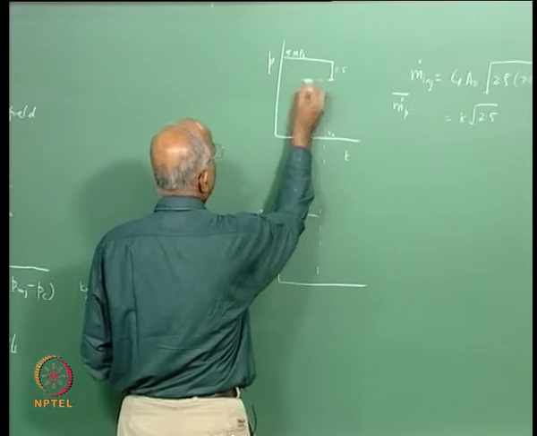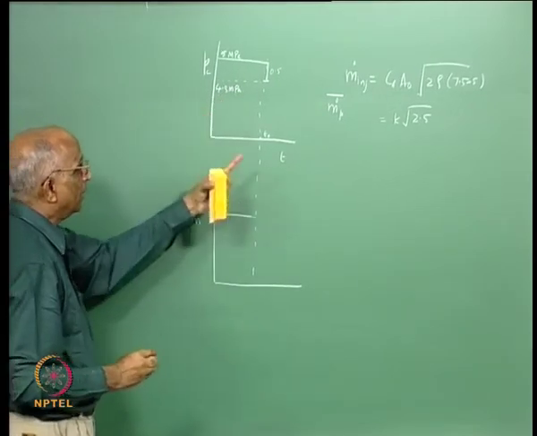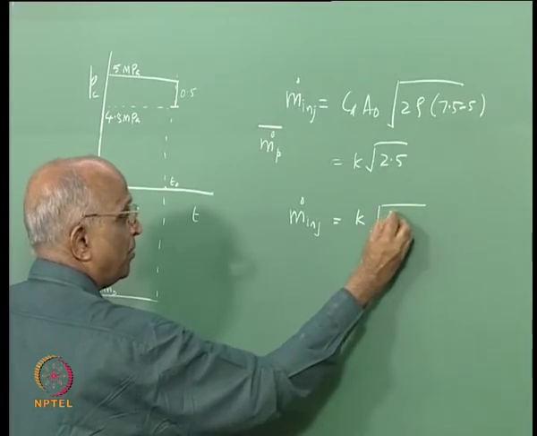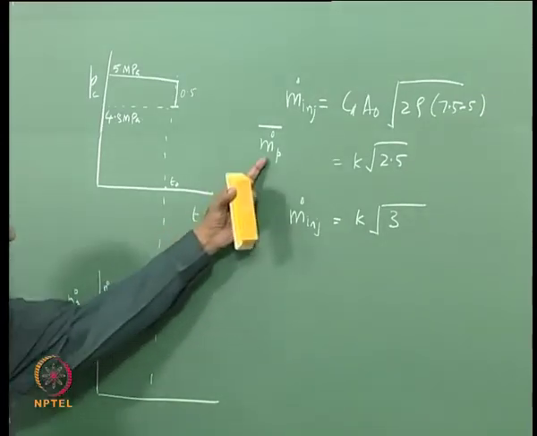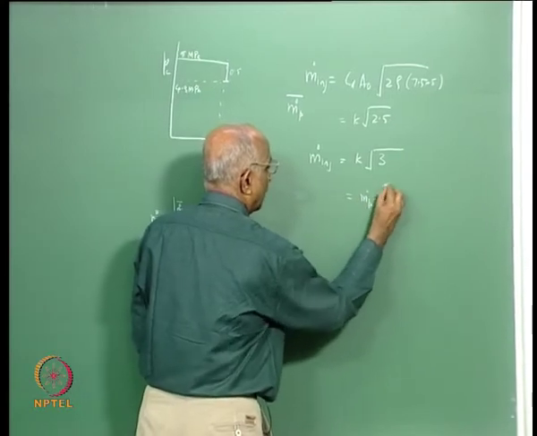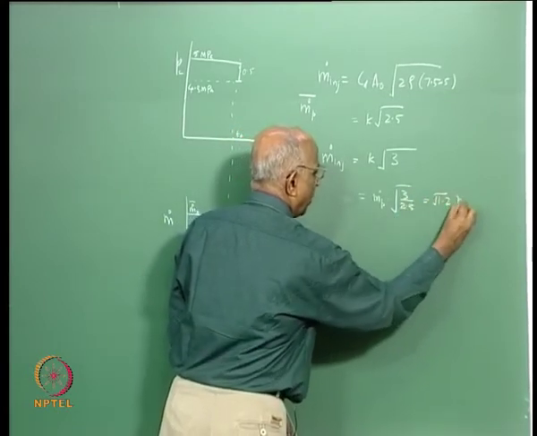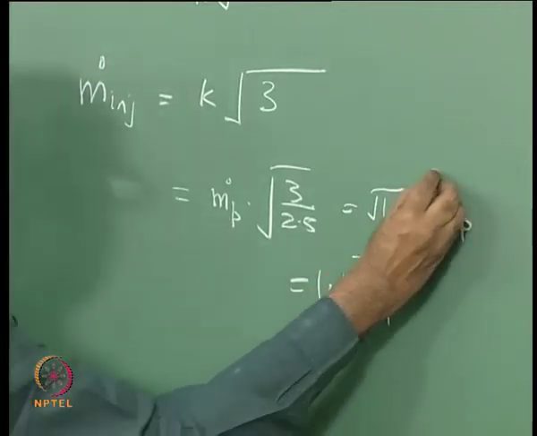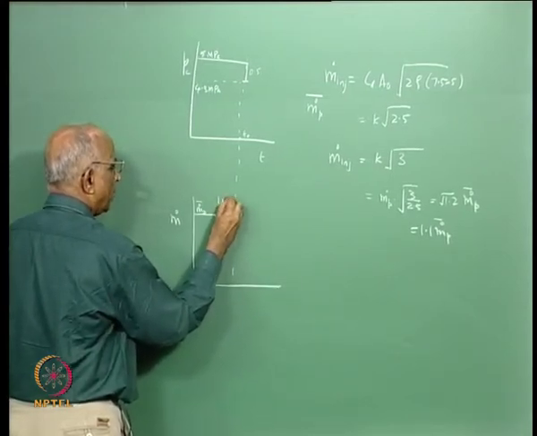Now my chamber pressure Pc becomes 4.5 MPa. If it is 4.5 MPa, the mass injected is going to be K times root of 7.5 minus 4.5, which is root 3. In terms of the steady value m dot p, it is m dot p into root 3 divided by 2.5, which is something like 1.1 times m dot p, the nominal value at steady state. That means all of a sudden I am injecting a little more, 1.1 times m dot p.